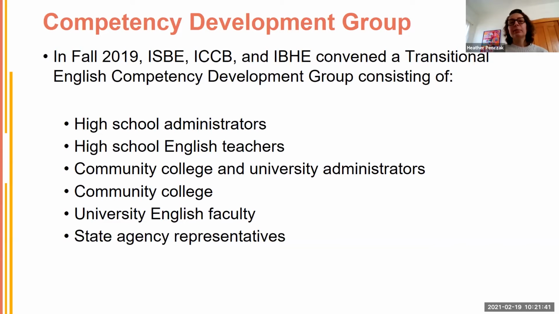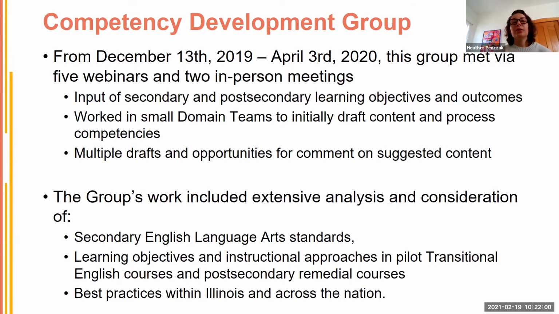So ISB, ICCB, and IBHE convened this transitional English group, and we had high school administrators, high school teachers, community college and university administrators, community college faculty, university English faculty, and we also had our state agency representative partners on there as well. And so we met in all kinds of different spaces and ways. We met in person, wild to think about, right? We had 2 really robust and collaborative in-person meetings, but we also met consistently via webinars.